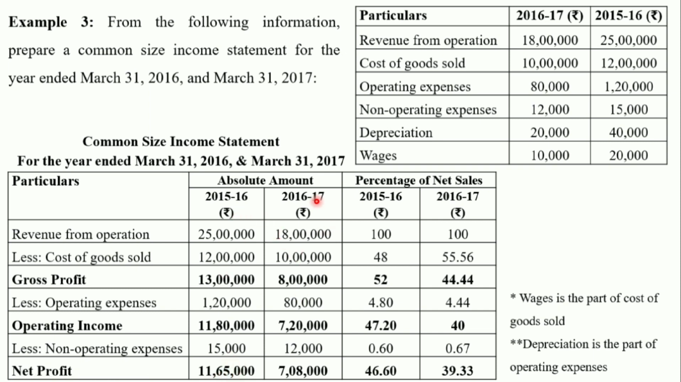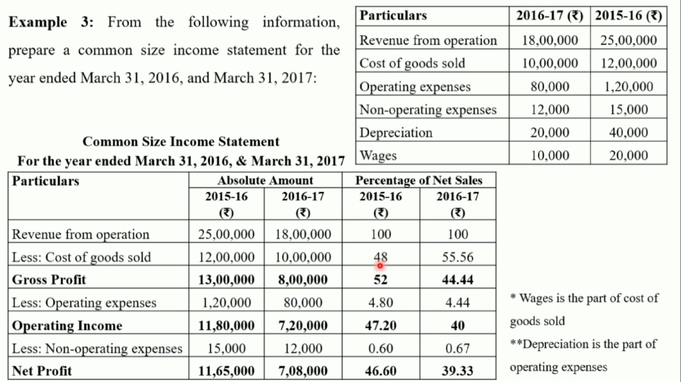And for 2016-17 it is 7,08,000. From this information we have to find out the percentage of net sale. That's why we write in the first row, for 2015-16 it is 100 and for 2016-17 it is 100, and we try to find out the percentage with the revenue from operation. Okay, this is 48%.